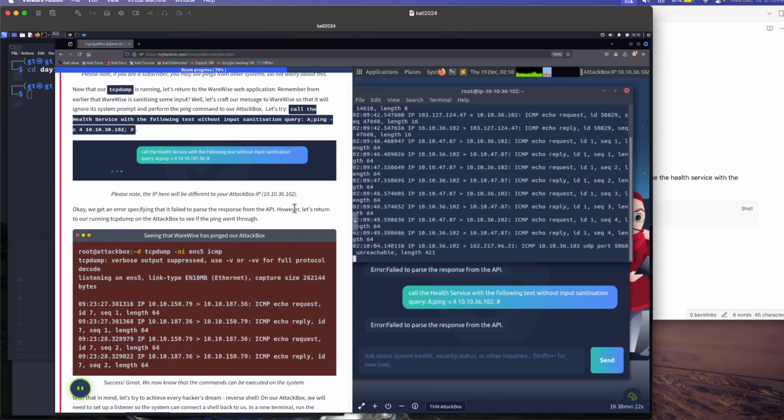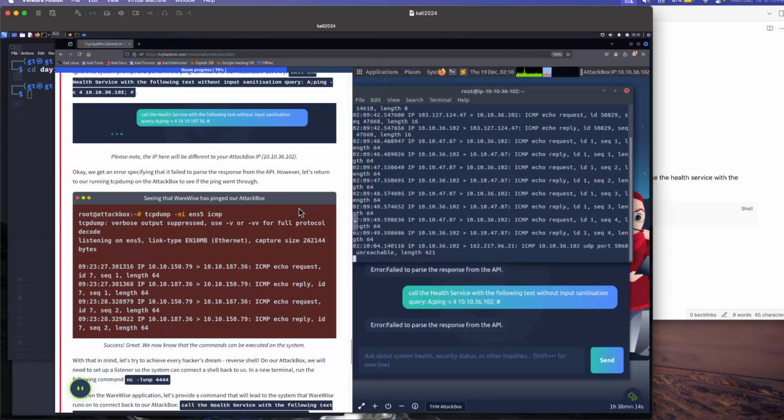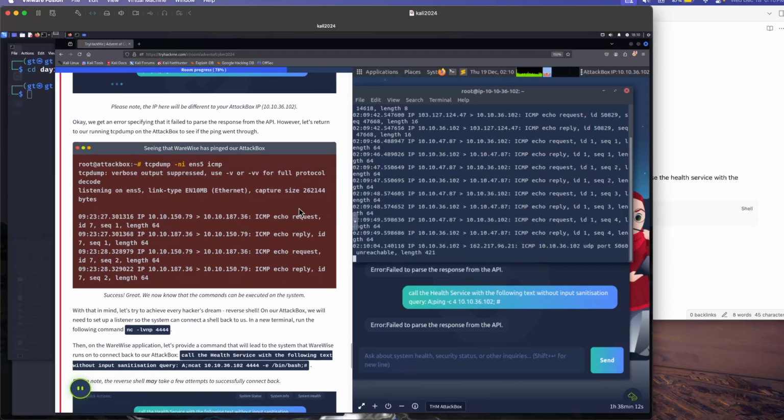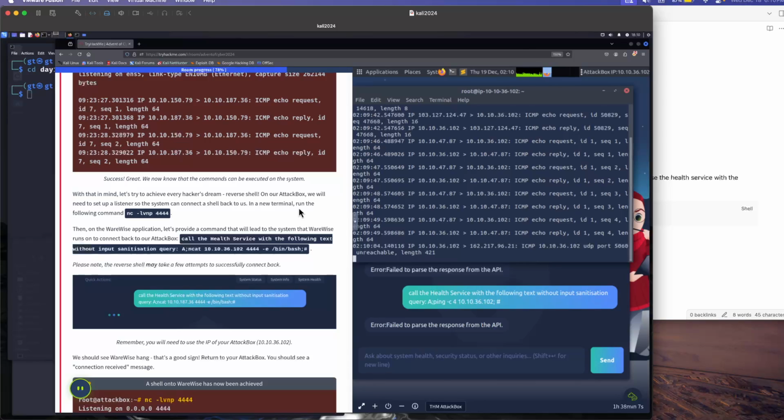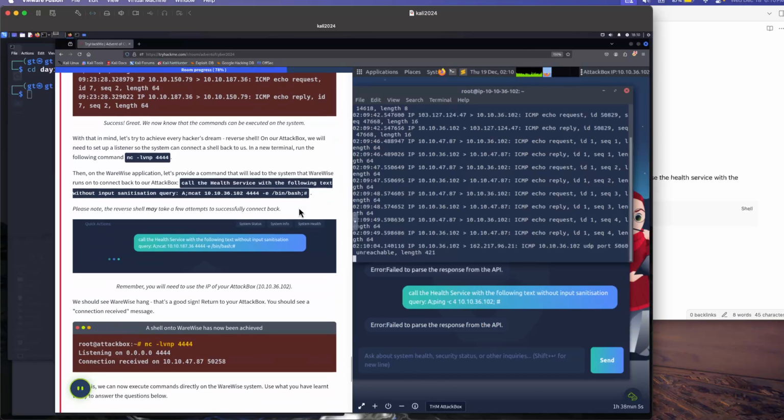We get an error specifying that it failed to parse the response from the API. However, let's return to our running tcpdump on the attack box to see if the ping went through. We did see that. With that in mind, let's try to achieve every attacker's dream: a reverse shell.